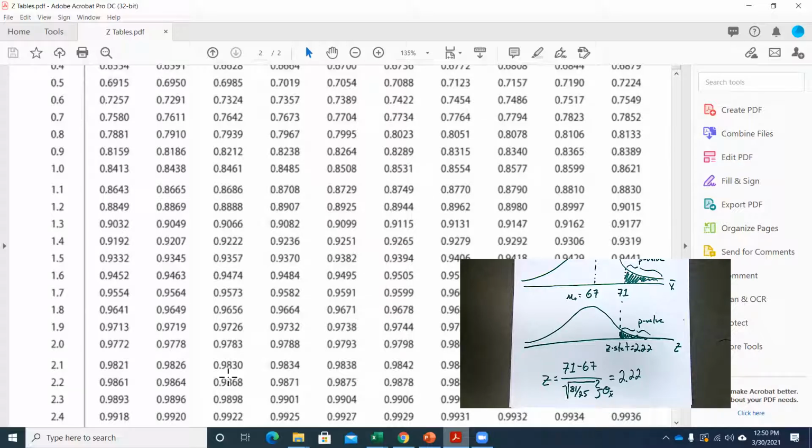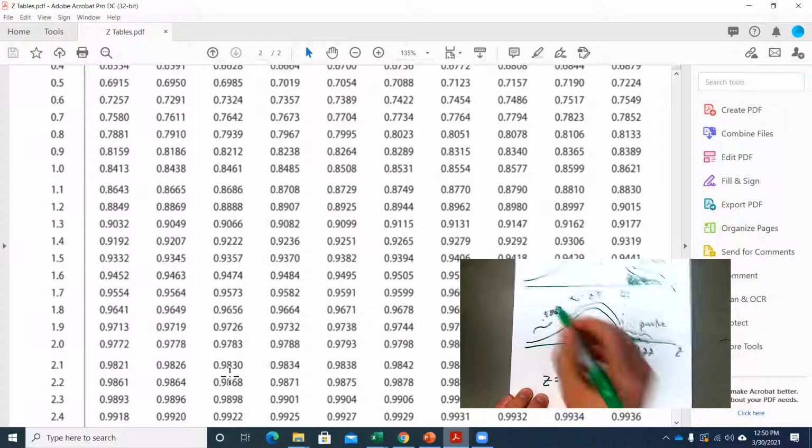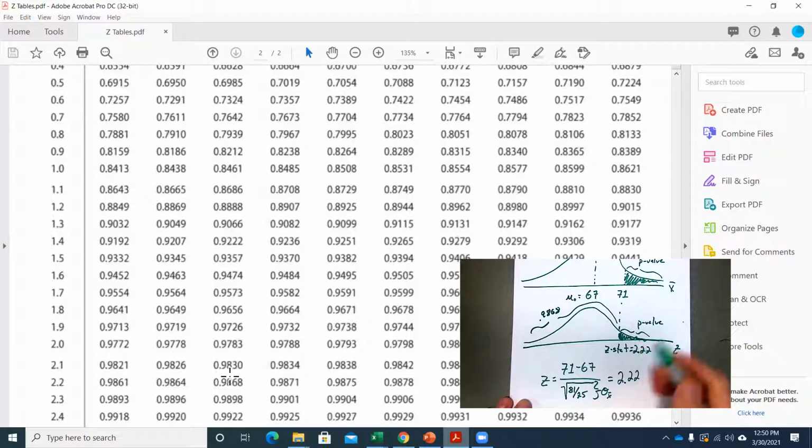0.9868. Now we have to remember the right-tailed test is a little bit trickier because I just found the area to the left of my test statistic, right? I wanted the area to the right, so I have to subtract that from 1, right? So you get what, 0.0132 here, I think?